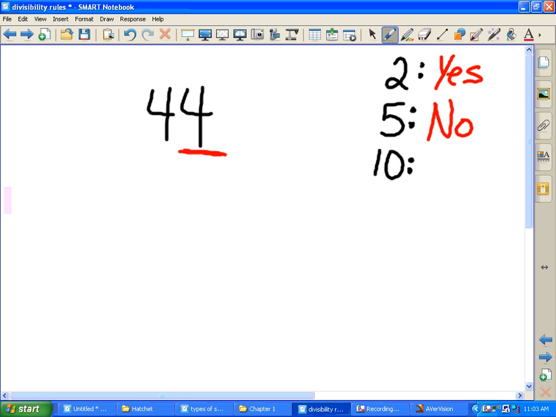Now if the ones digit for 10, the rule states that it has to be a what? A 0. Is this a 0? No. So the answer is no. So it's a yes on 2, a no, and a no.